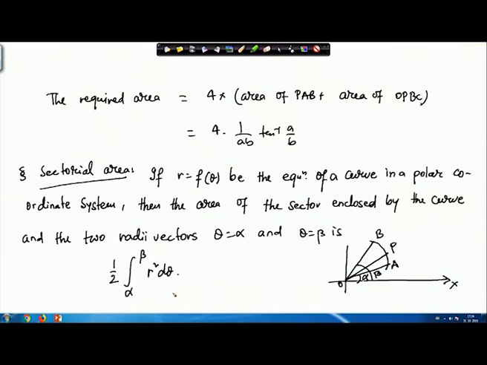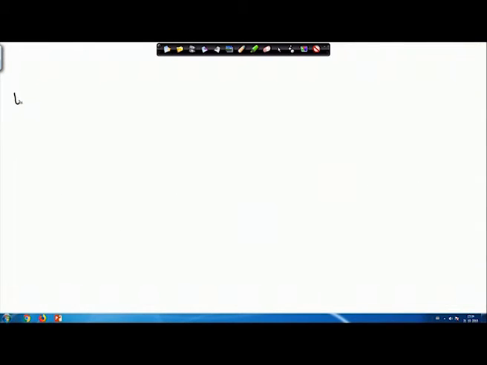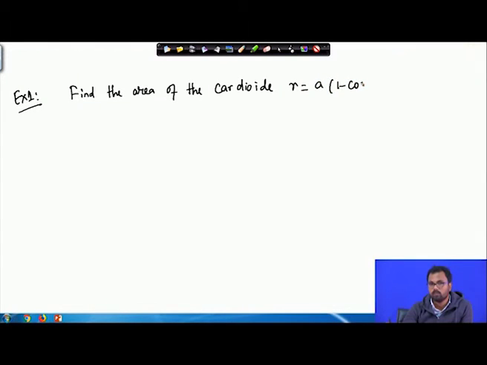This is very useful when a curve is given in the polar coordinate system. We will see what we mean by it. So if a curve is given in a polar coordinate system, we can calculate the sectorial area using this formula. So, let us see an example. Let us say we have to find the area of the cardioid r equals a times 1 minus cos theta.